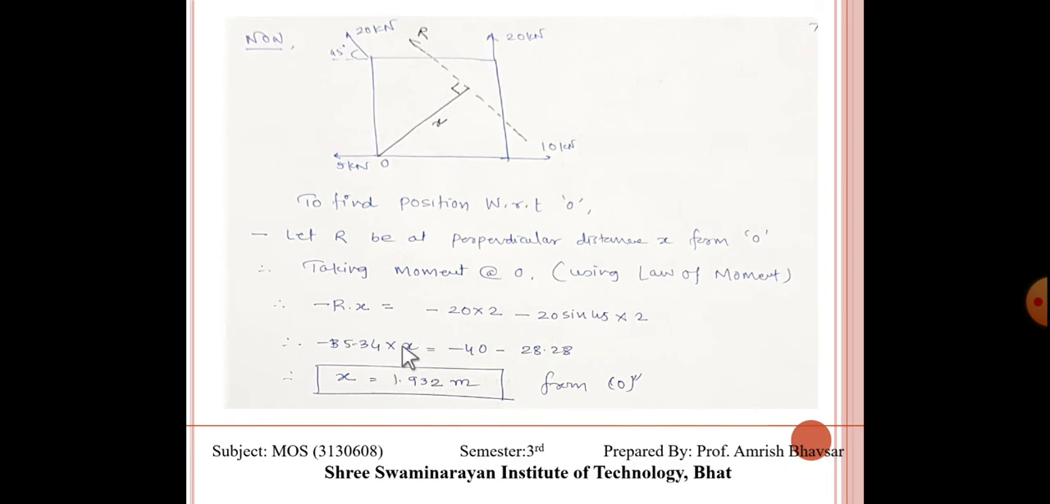Now put the value of R that we have. So we will get x is equal to 1.932 meter from this O point. Clear?